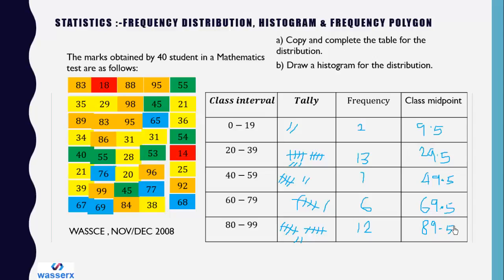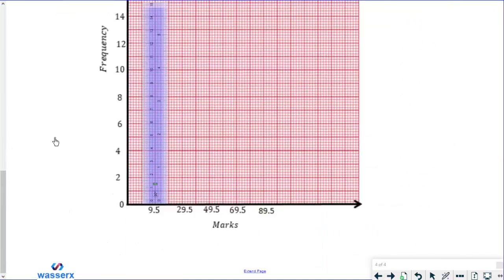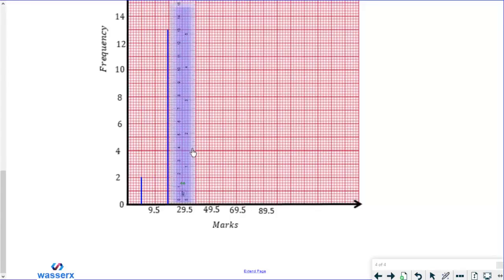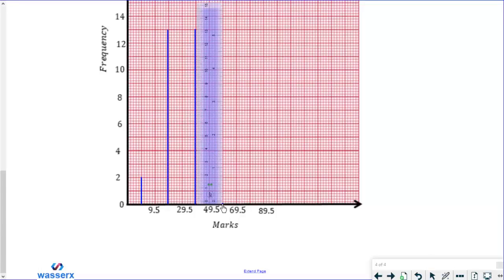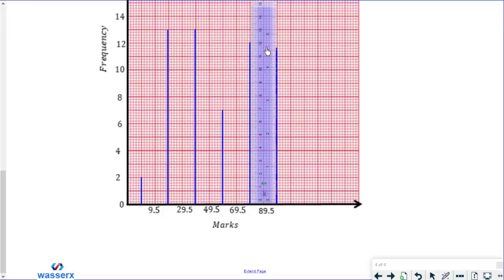So we now draw our histogram using the frequency and the class midpoint. We know the histogram is going to have bars that have no gaps. The first one is up to 2, the second one is up to 13, and the next frequency, so still 13 over here, and the next one is 7. So this is up to 7. Then we have up to 6, but we draw the taller boundary for the 6 and the 12. So we draw up to 12. The last boundary is also 12.